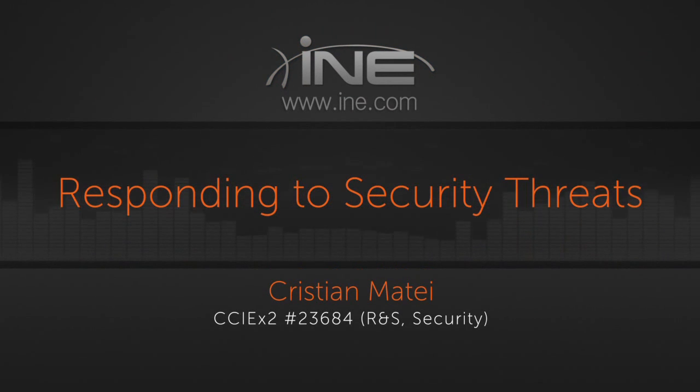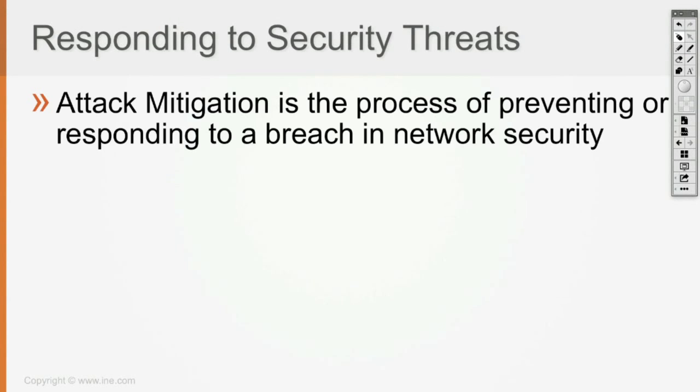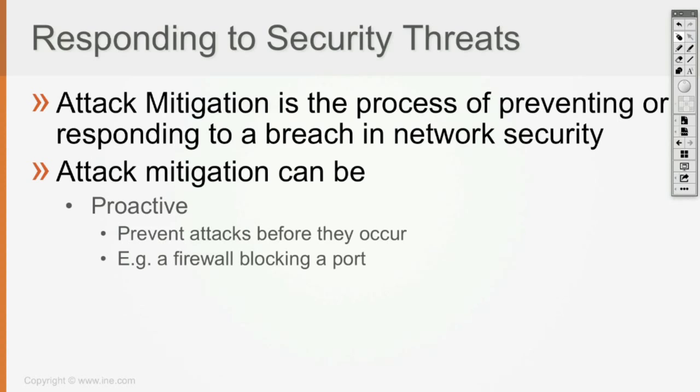Now, responding to security threats is called attack mitigation, which is the process of preventing or responding to a breach in network security. As you're going to see, you can either prevent an attack from happening, or you can respond to an attack as it happens and as you have discovered that the attack has happened. Attack mitigation can be of two types. It can be what is called proactive mitigation, which means that you have specific solutions implemented in the network in order to prevent attacks before they occur.